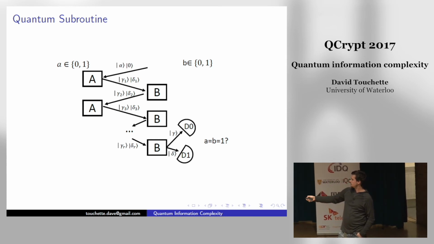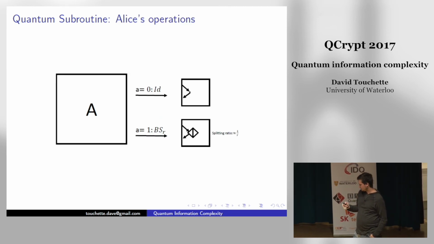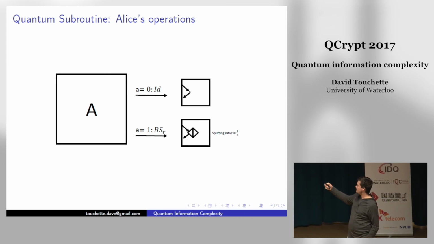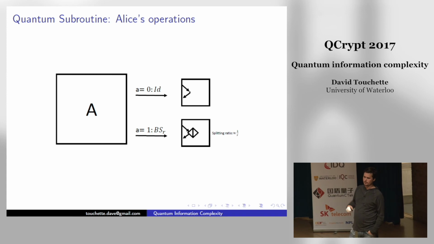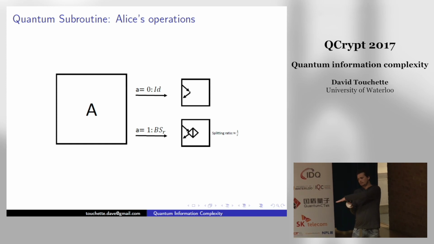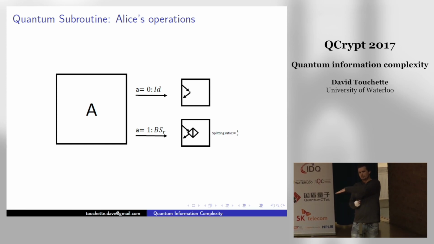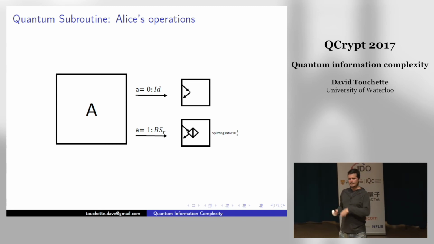Let us quickly look into what happens inside the A and B boxes. The operations are fairly simple. Upon a 0 input, Alice just applies the identity, so she essentially just transmits back the coherent states to Bob. But if she has a 1, she wants to slowly rotate from the first mode to the second one. So she applies a beam splitter with a beam splitting ratio essentially 1 over R, and then sends the two coherent states to Bob.